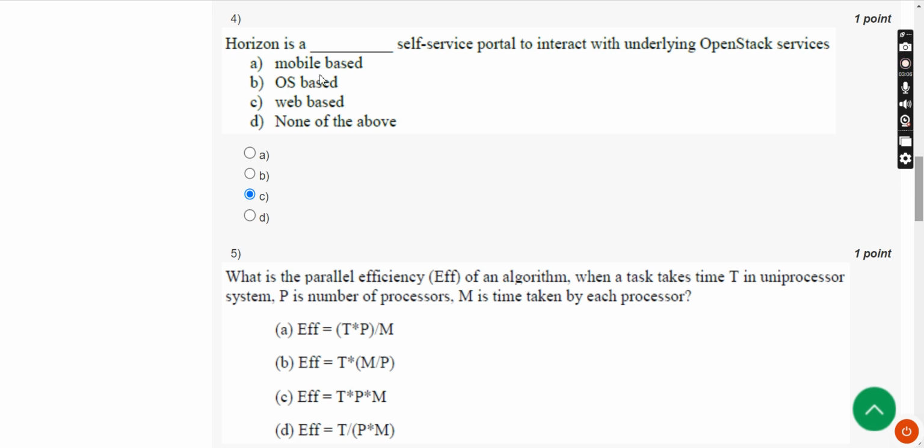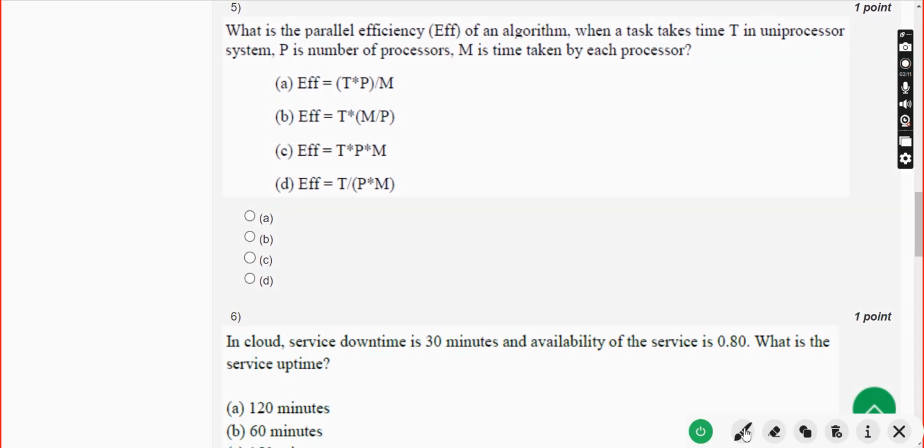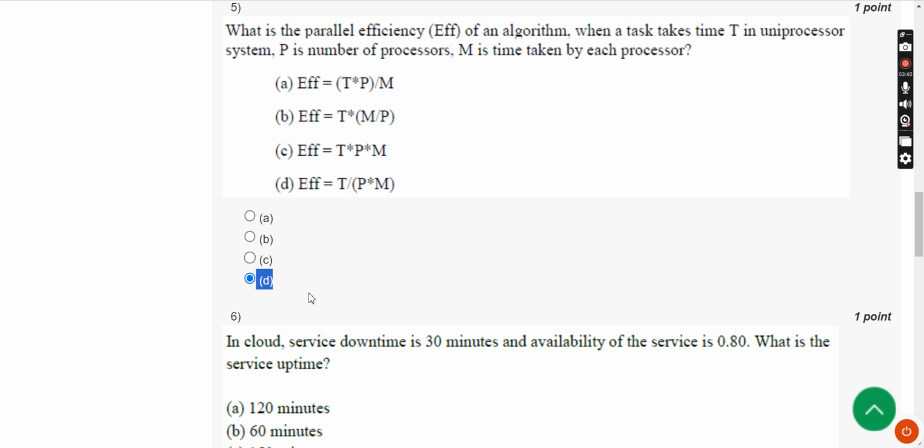So fifth question guys. What is the parallel efficiency of an algorithm when a task takes time T in uniprocessor system? P is number of processes, M is time taken by each processor. So formula is option D, efficiency equals T by P into M. So mark option D. Now moving on to the sixth question.